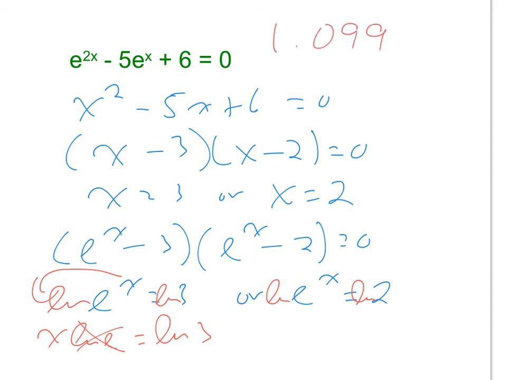And I'm going to do the same thing on this, bring this x down in front, so I have x ln e is equal to ln 2. Well, ln e is 1, so x equals ln 2, and ln 2 is 0.693. So there are our answers.